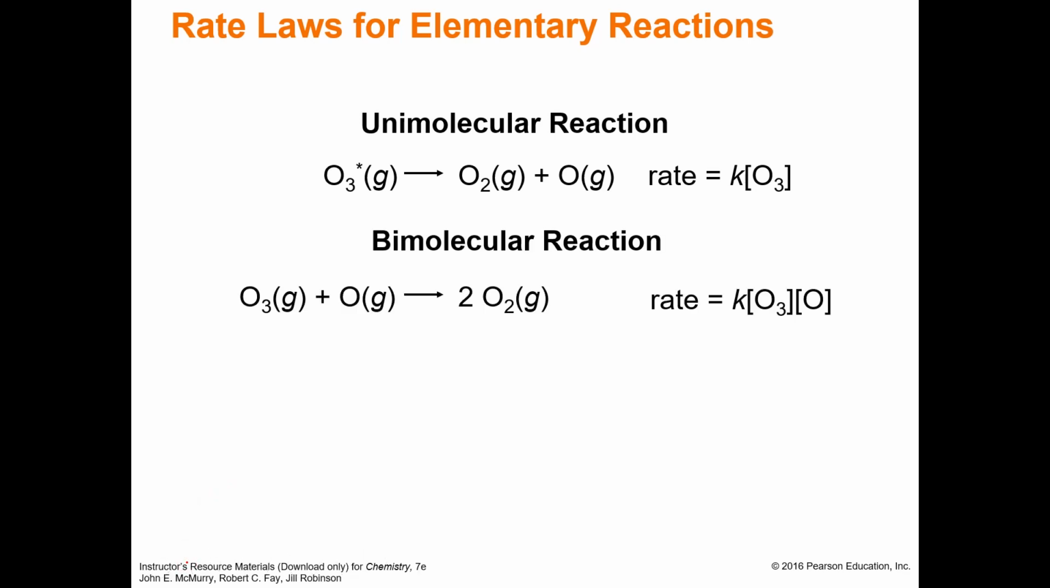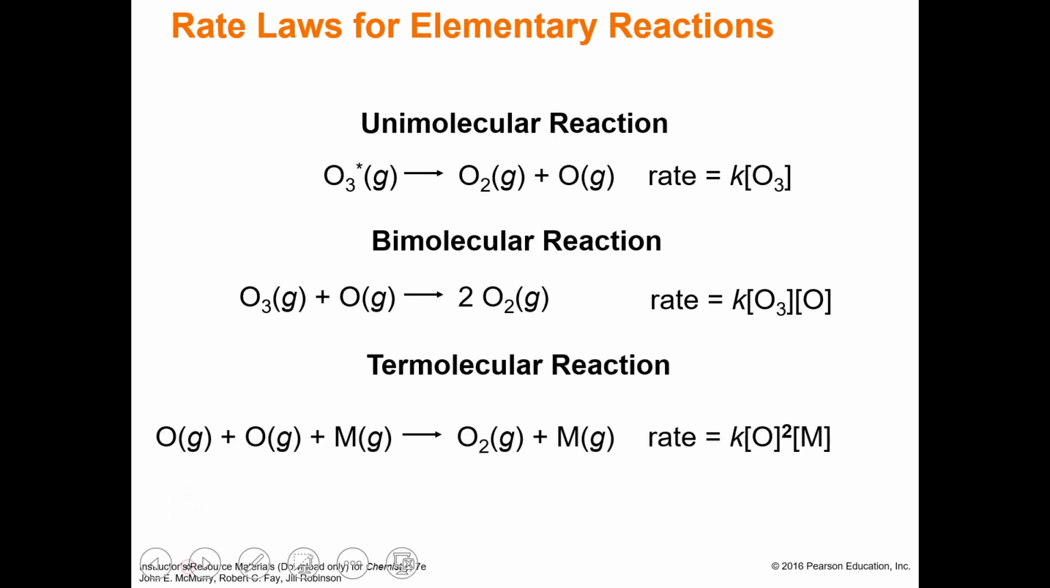Same thing for a bimolecular. Same thing for a termolecular. And you will notice that the oxygen appears twice. So if we condense this down, we would have 2O as gas plus M as a gas yields O2 plus M. And notice that we have a coefficient of 2 here.